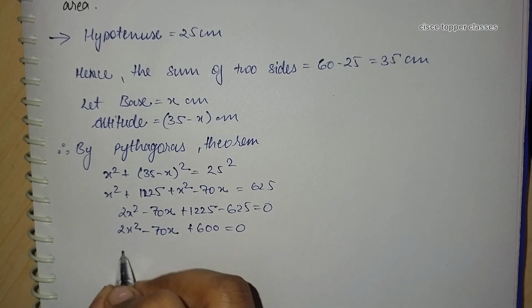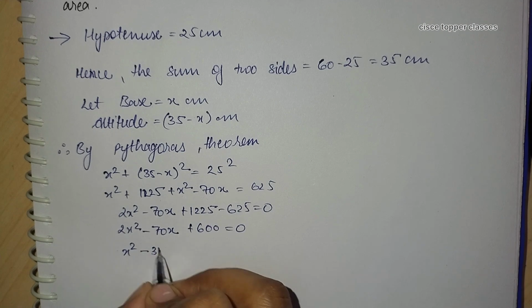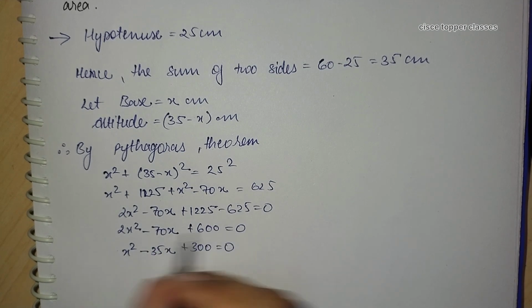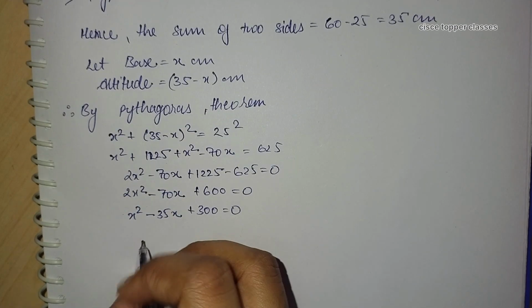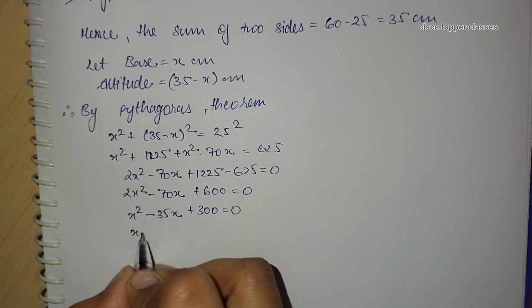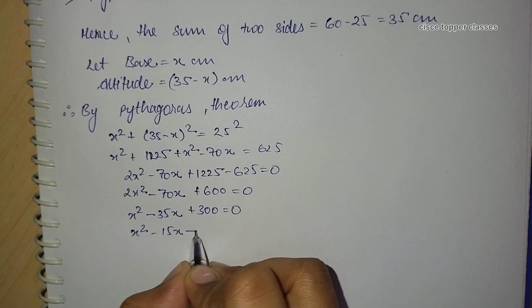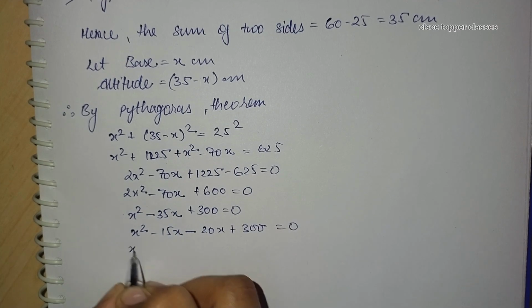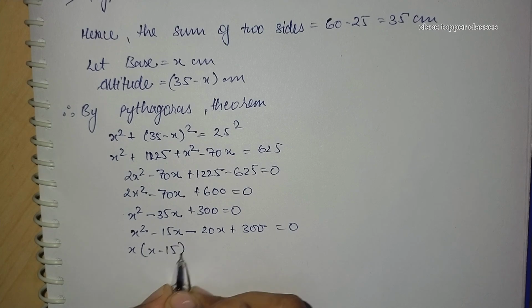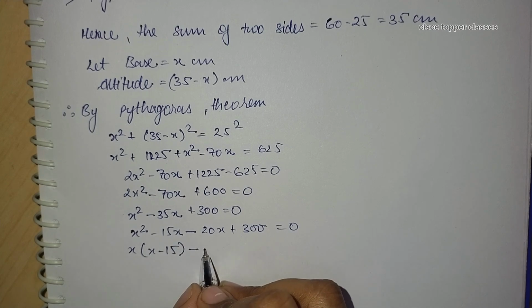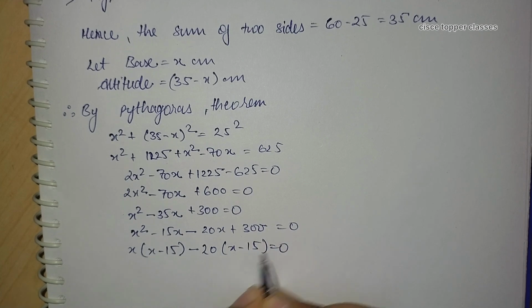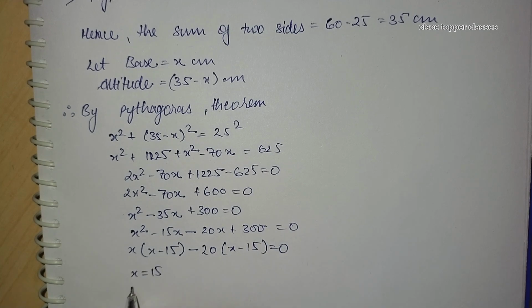We will divide it by 2. So x square minus 35x plus 300 equal to 0. Now we will take factors as x square minus 15x minus 20x plus 300 equal to 0. Taking x as common, x minus 15, and from the rest we take minus 20 common. So this will be x minus 15 equal to 0, means x is equal to 15 from here and x is equal to 20 from here.